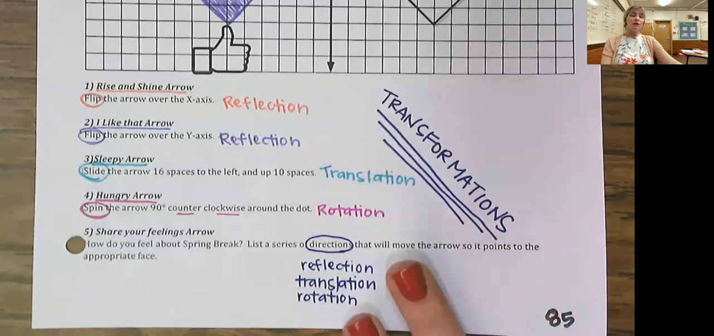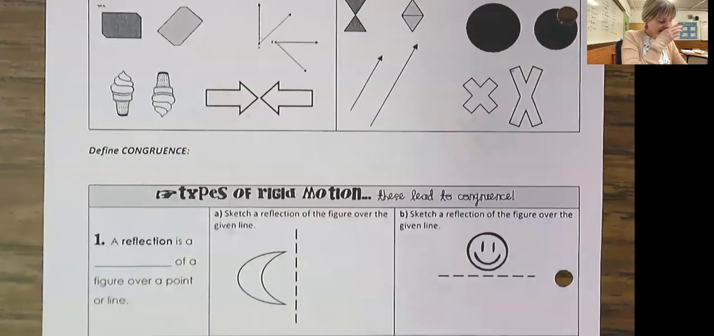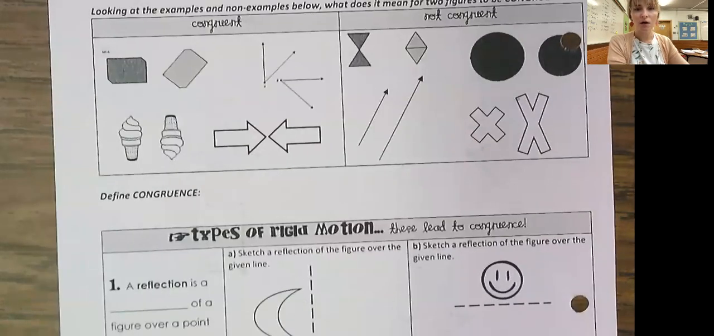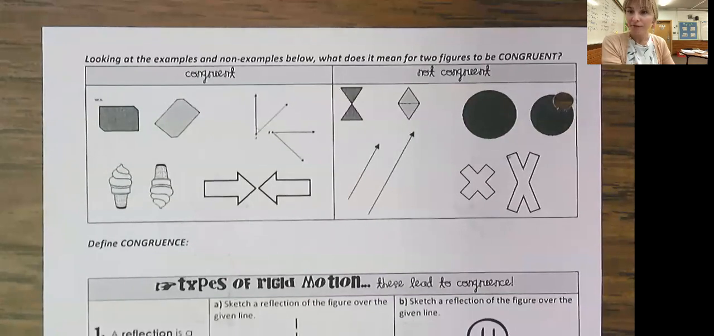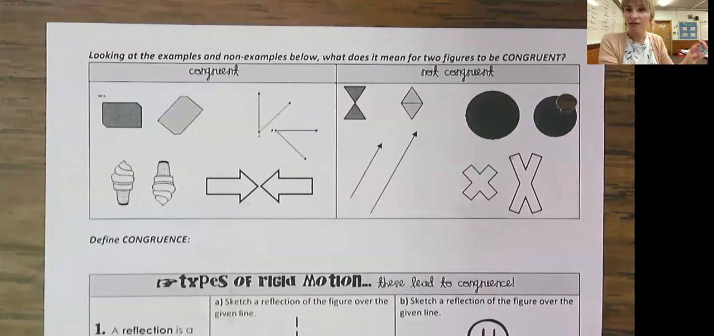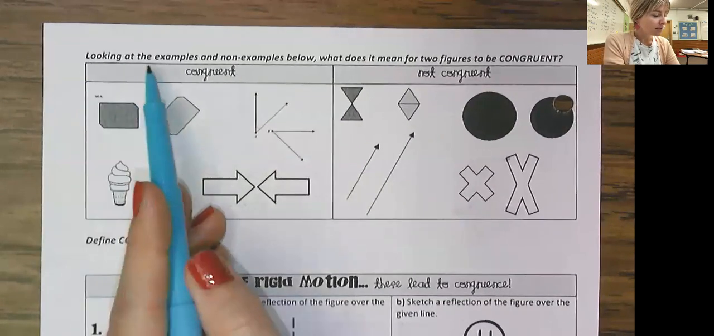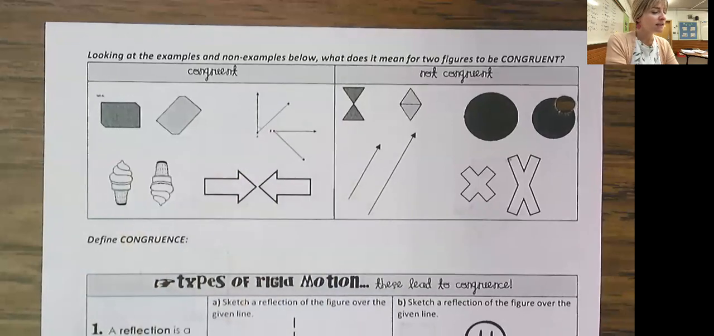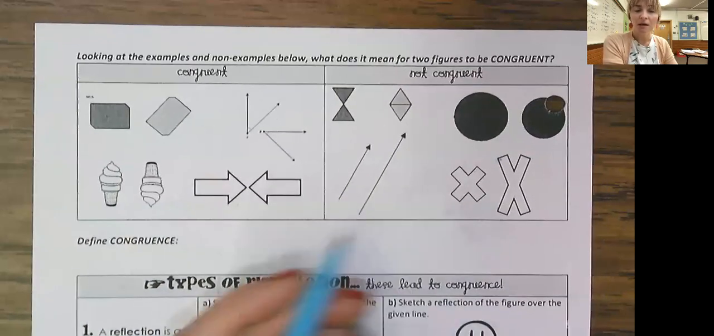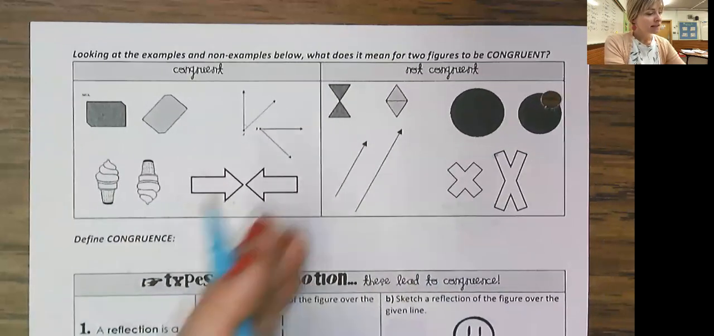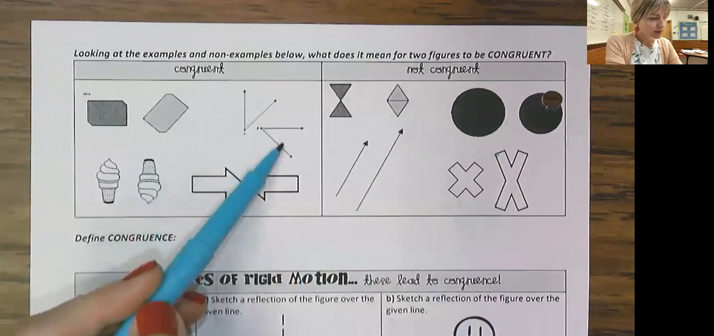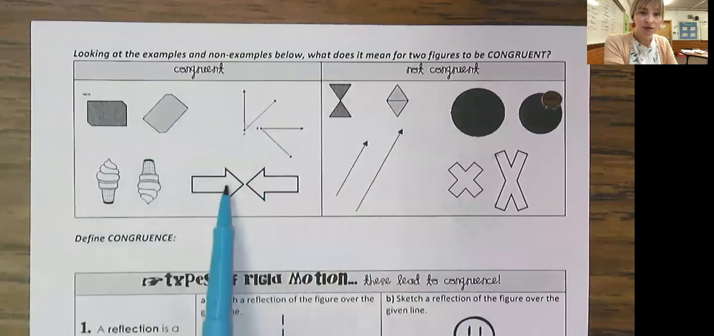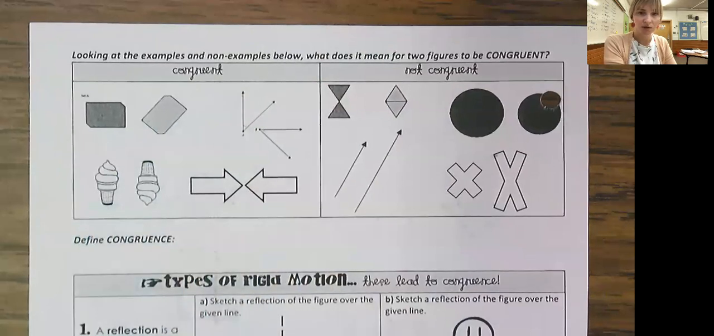Okay, and now we are also going to fill out the back side of this just to make sure we have an overall vision of what we're doing over the next couple of weeks for our first geometry standard. This first geometry standard does take a couple weeks to get through. It's a big one. So it says, looking at the examples and non-examples below, what does it mean for two figures to be congruent? This side has examples: these two figures are congruent, these two figures are congruent, these two figures are congruent, and these two figures are congruent.